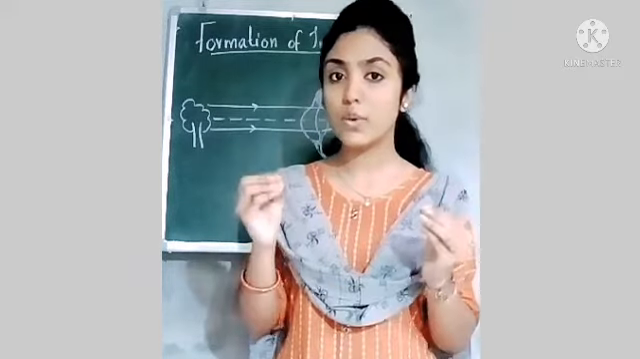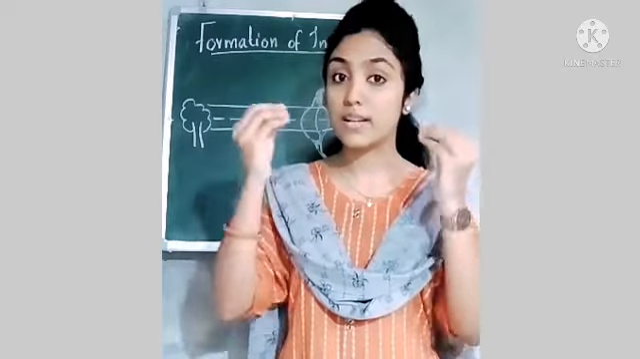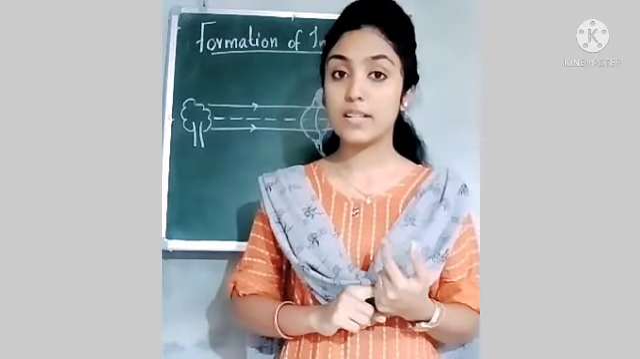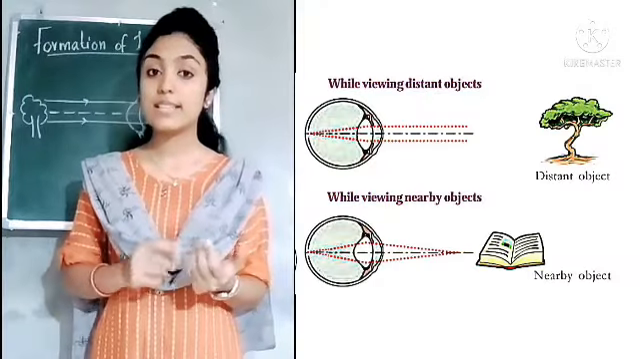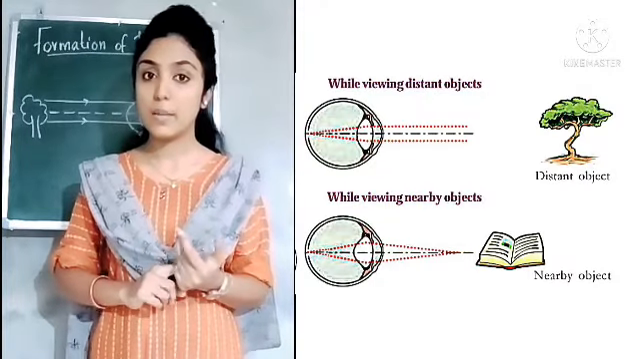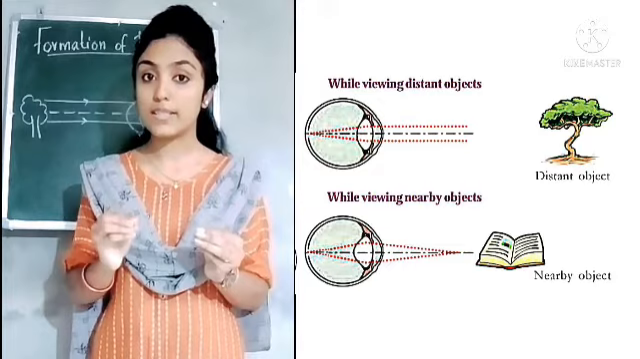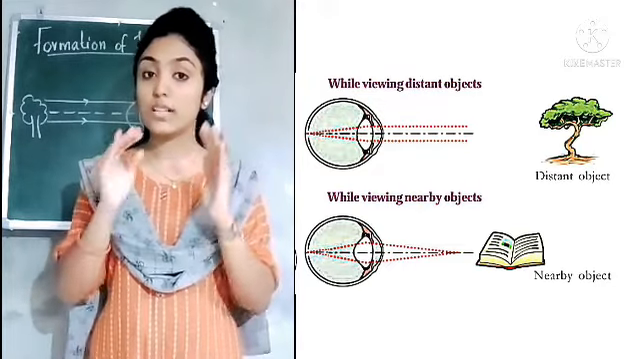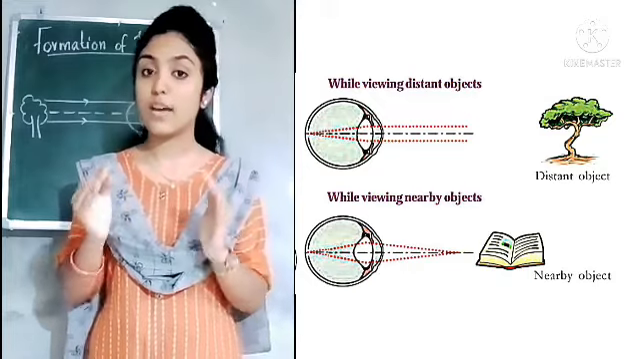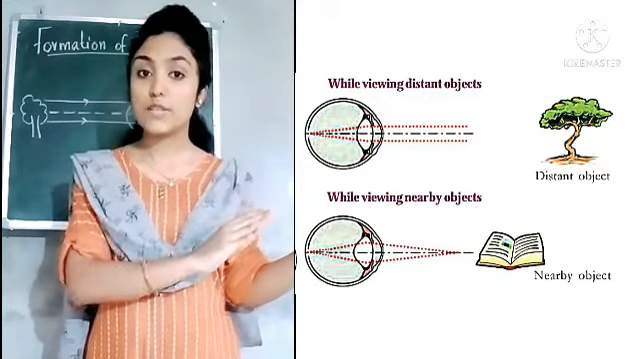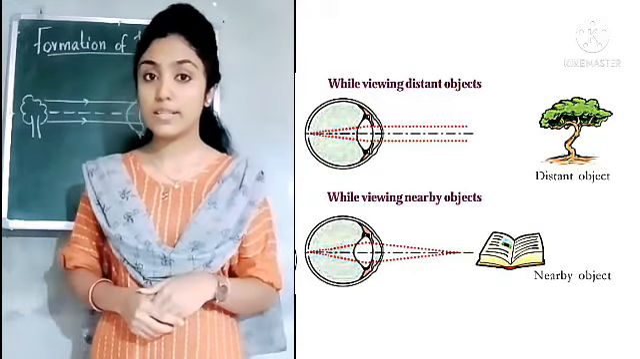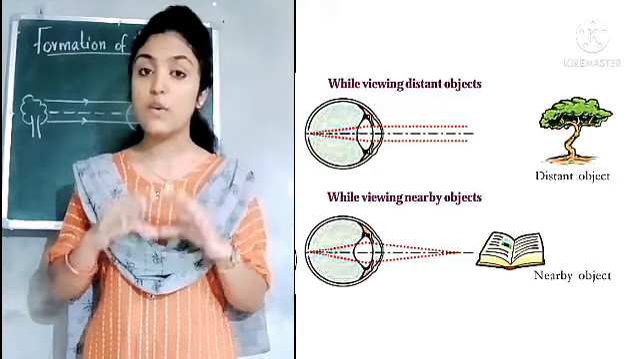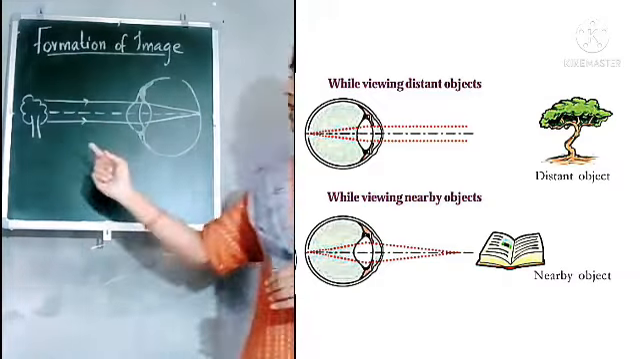So who is doing all these adjustments inside our eyes? There are certain muscles present in our eyes, that is ciliary muscles and ligaments. So the ciliary muscles and ligaments help in adjusting the lens, or the focal length of the lens, according to the distance of the object. So now let us see how the lens is adjusted for viewing a distant object.